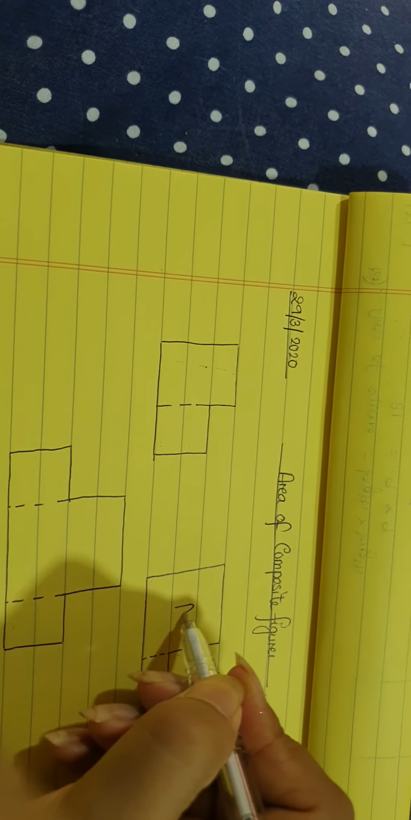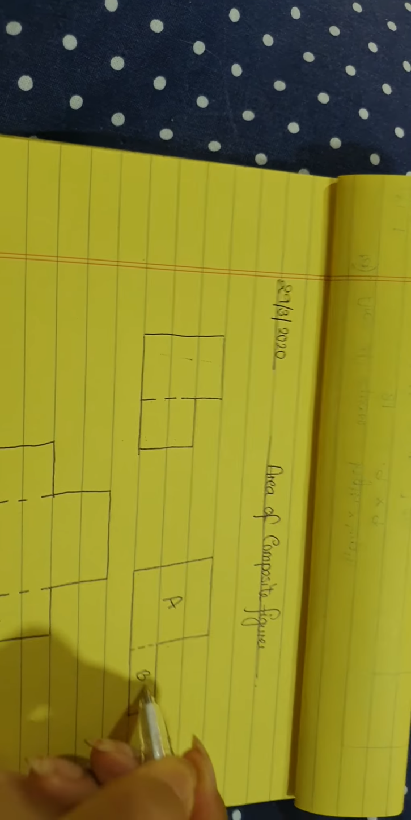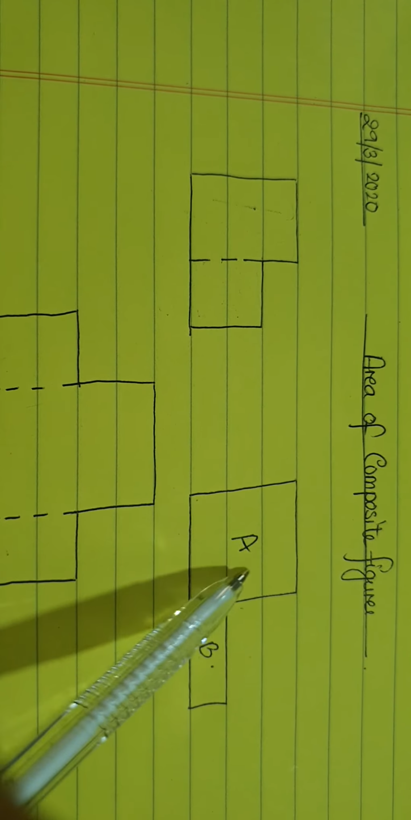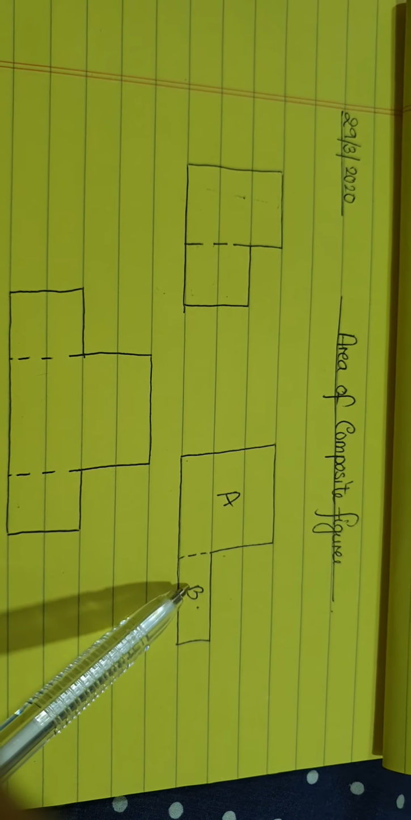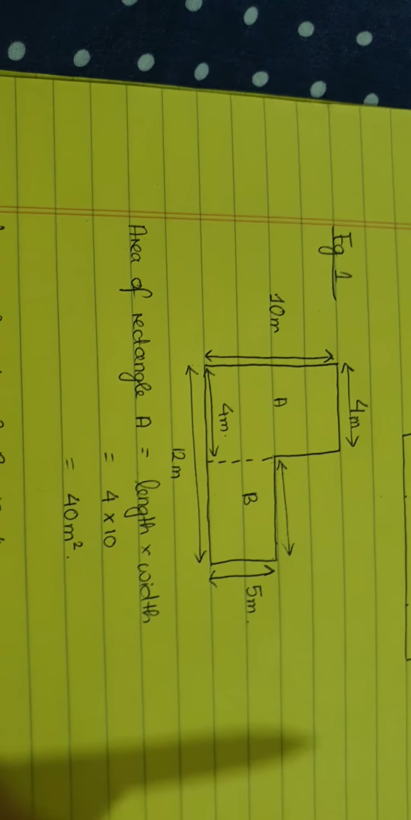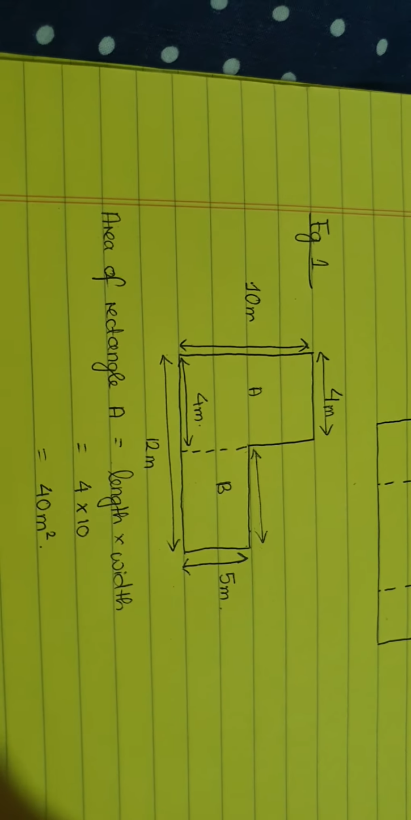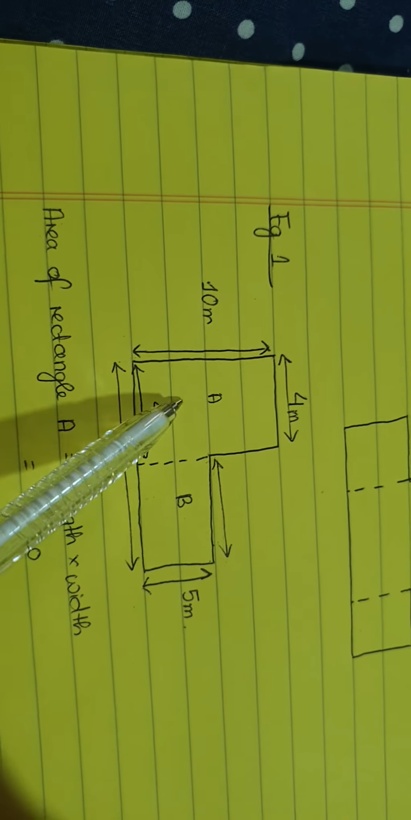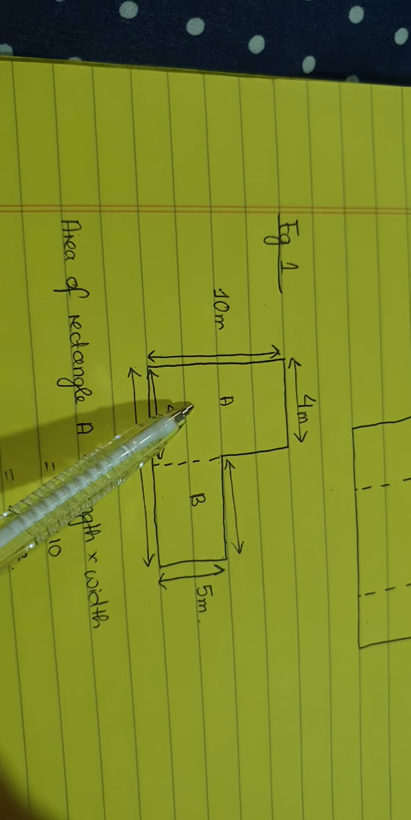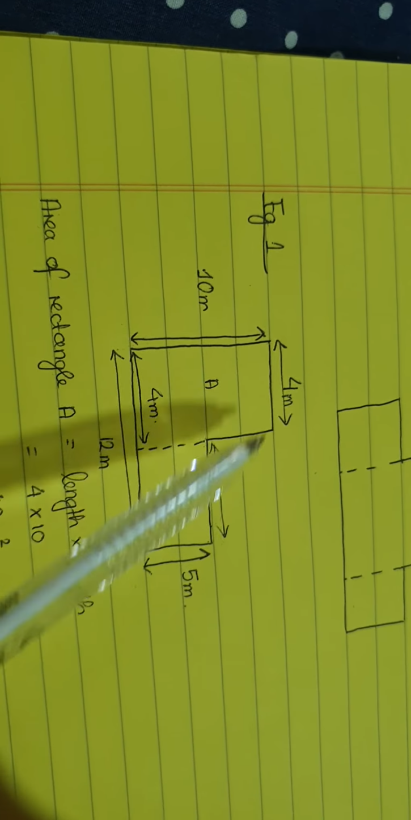Suppose this is A and suppose this is B. We're going to find the area of A, and then we're going to find the area of B, and then we're going to add them. So now, for further understanding, we're going to answer example number 1 in your worksheet. So you have this figure here. You have A and you have B.